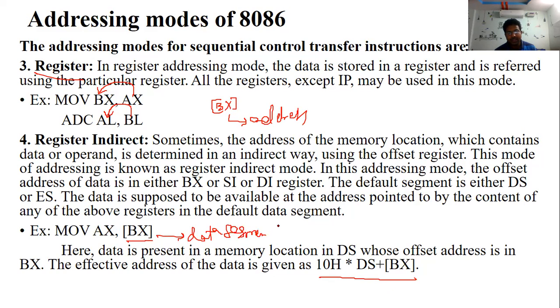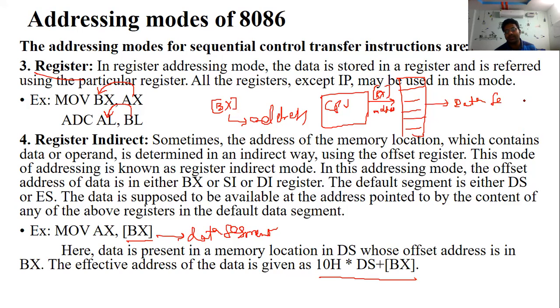Suppose we draw the CPU diagram here. The CPU is connected to the memory locations. First of all, the CPU points to BX, which means BX has some address, and that address is stored in the data segment. Suppose the address value in BX is 0001.